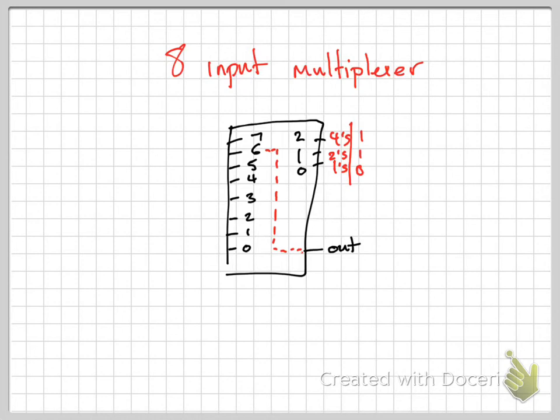So the 8-input multiplexer works like that. Grab yourself an 8-input multiplexer, hook up the circuit that I ask you to hook up, and see if you can show how it works. In the case of the lab, rather than reading the output, we'll just have it power an LED. Go ahead and hook that up and see how it works.